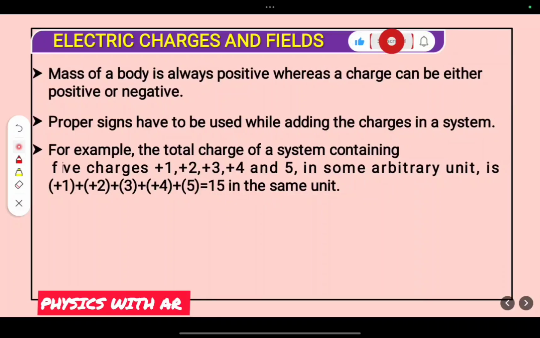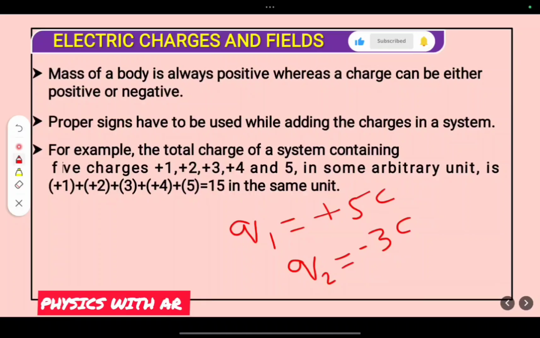For example, take only two charges. q1 equals +5 coulomb and q2 equals -3 coulomb, because charge is denoted in coulomb. Now what is the net charge, that is q1 plus q2? If we add this, we get +2 coulombs.